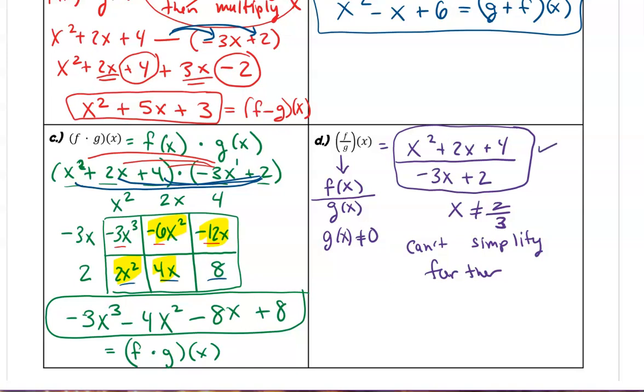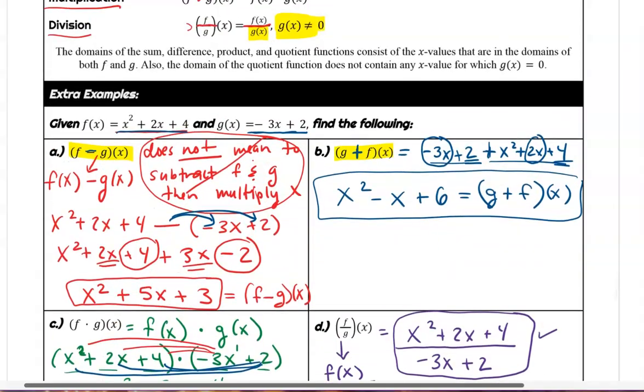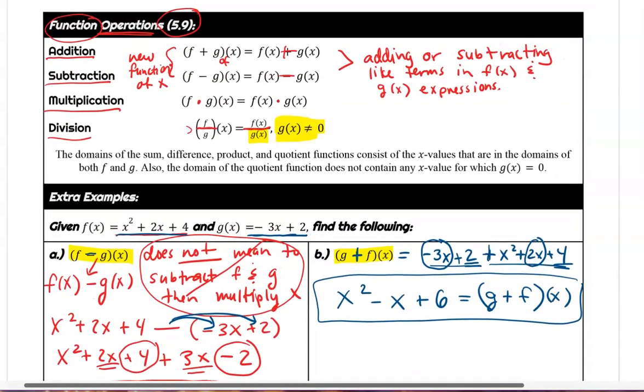So that's it for 5-9. That's pretty much all you need to know or be able to do for 5-9. It's just a matter of recognizing this notation, not confusing it with multiplication, and just knowing what this means. Okay, now we're going to move on to 5-10.